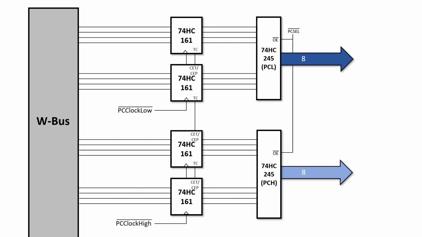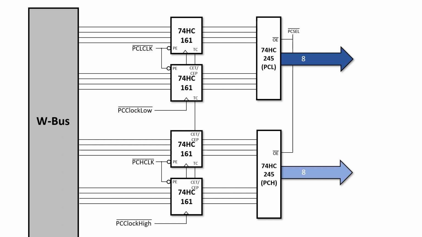PC clock low is hooked up to the clock signals on the lower byte of the program counter, while PC clock high is hooked up to the clock on the upper byte. Now sometimes when I make these videos, I realize I could have chosen better names for some of these signals. For the lower byte, I've called the load signal PCL-CLK, while for the upper byte, I've called it PCH-CLK. In retrospect, I probably should have called the upper one PCL load and the lower one PCH load. But unfortunately I didn't, so we're just going to have to live with the existing labels.